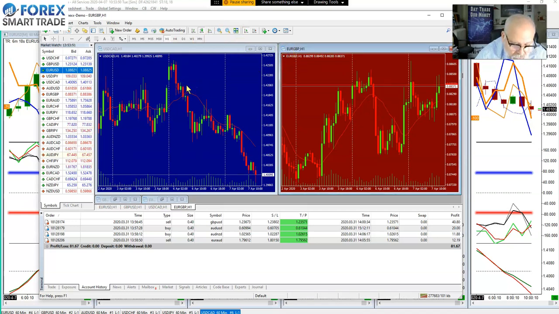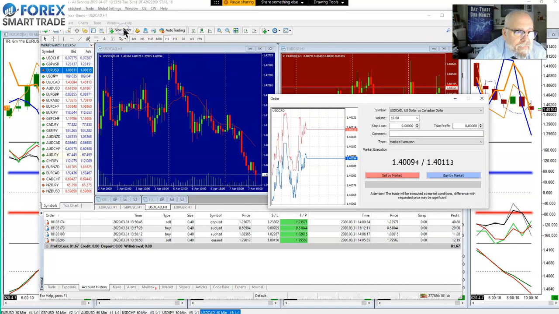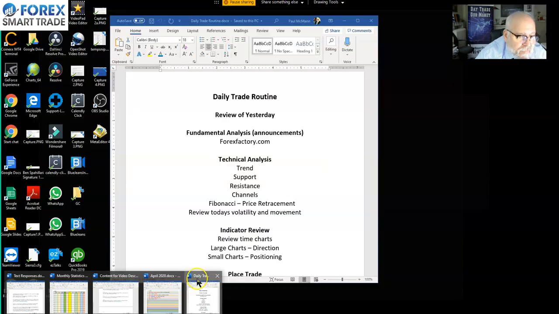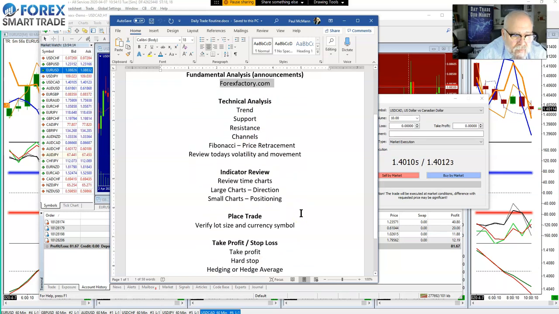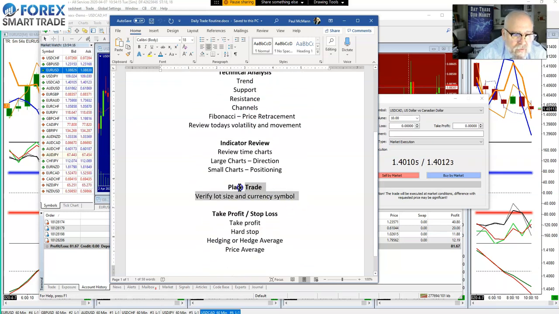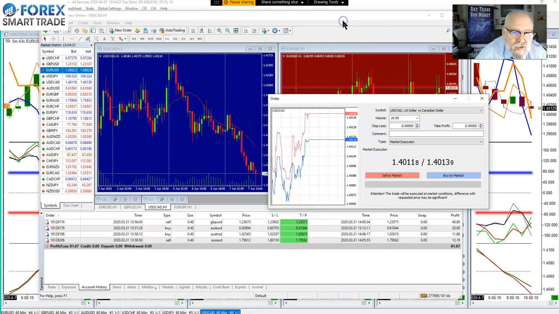So USD Canadian was a buy. I'm going to highlight the chart, click New Order. So again, going through my trade routine. On this trade, we don't need to do any support resistance. We don't need to do this because it's such a simple trade. I do want to verify the lot size and symbol, and then I want to put my take profit and hard stop in here. This isn't a trade we would hedge.